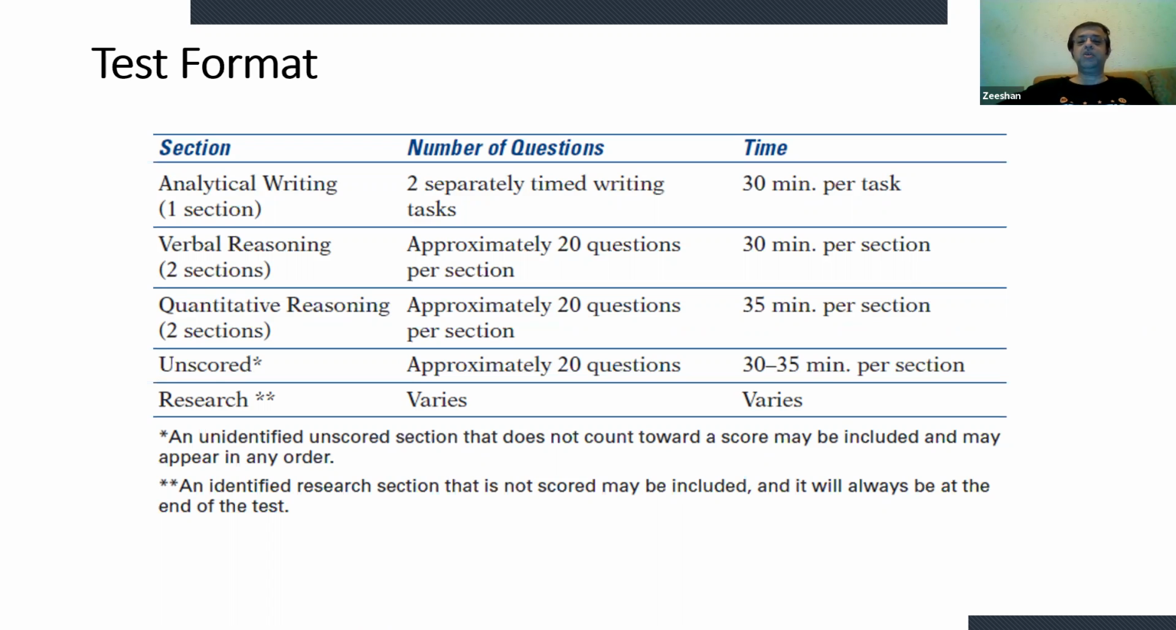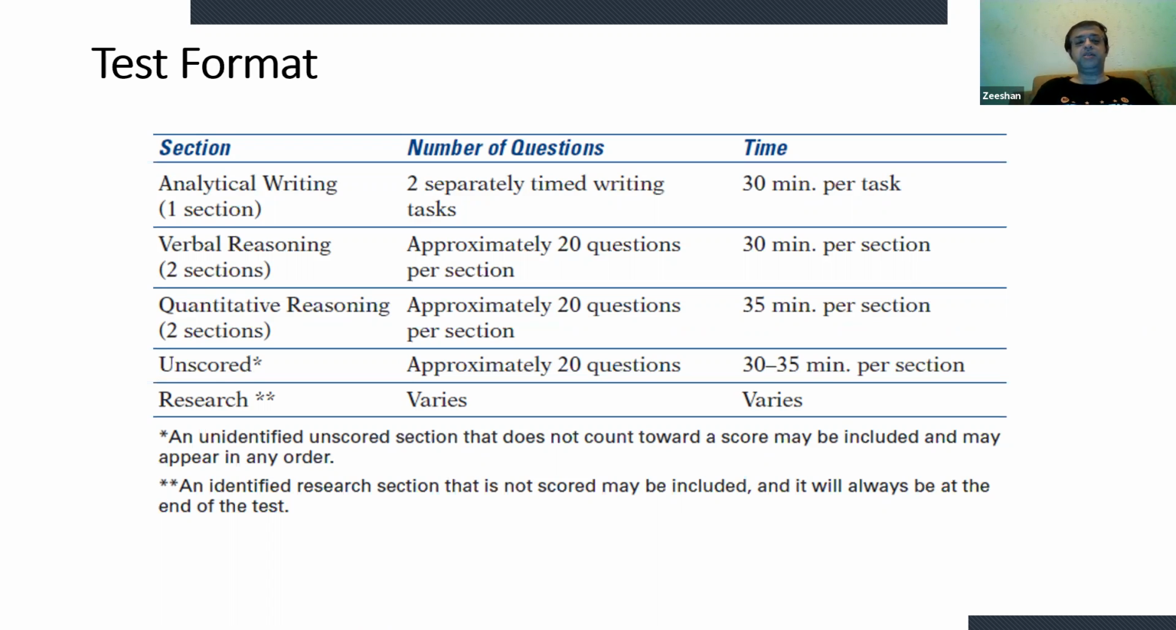So for each question, you will have slightly more time, in terms of seconds, in the math section than in the English section. If you add up these two sections, they total to 4. So 2 verbal reasoning, 2 quantitative reasoning, 4 sections.